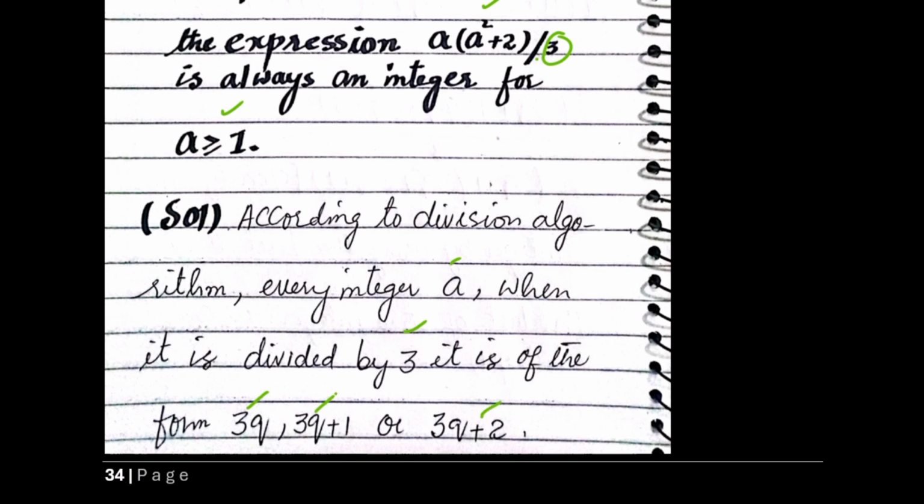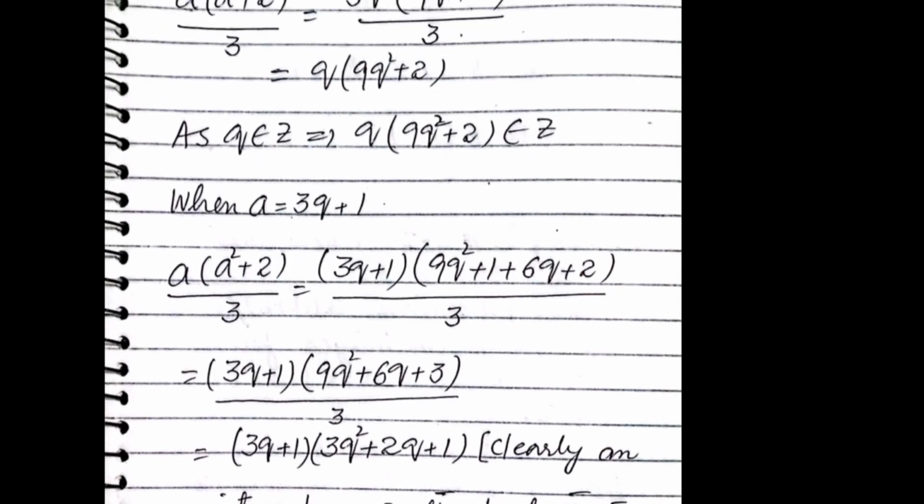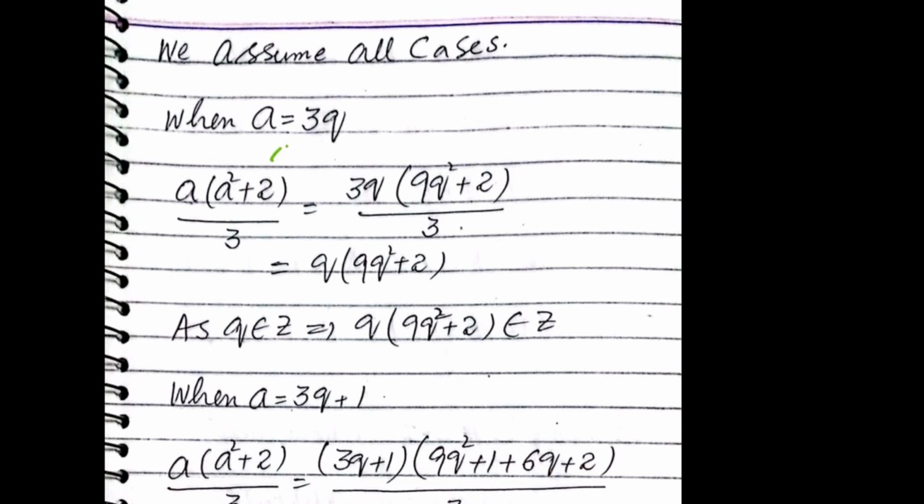It will be 3q when a is exactly divisible by 3. If it leaves a remainder 1, then a will be of the form 3q + 1, and when it leaves a remainder 2, then a has the form 3q + 2. So we assume all cases here and show that in every case the number a(a² + 2)/3 is an integer. When a is 3q, plug in this value of a, this becomes 3q((3q)² + 2)/3, that is 3q(9q² + 2)/3. By cancelling out 3, this gives q(9q² + 2).